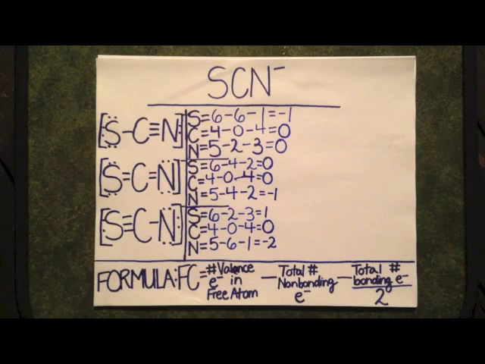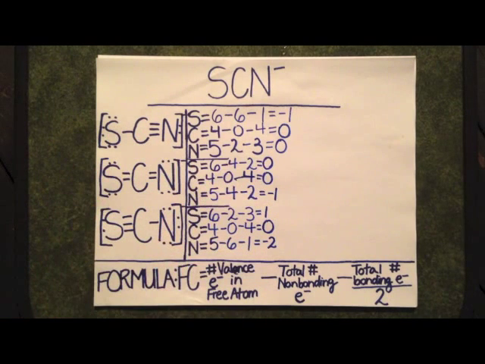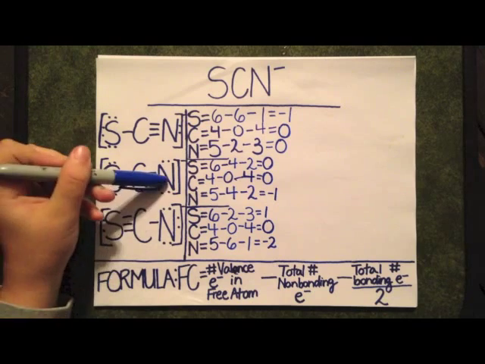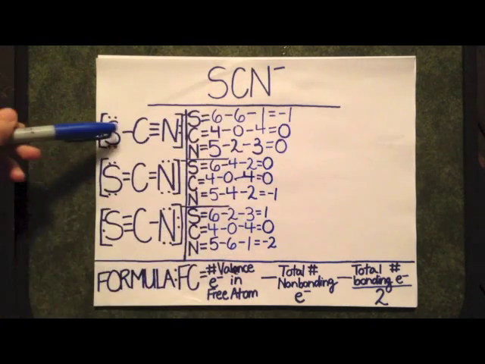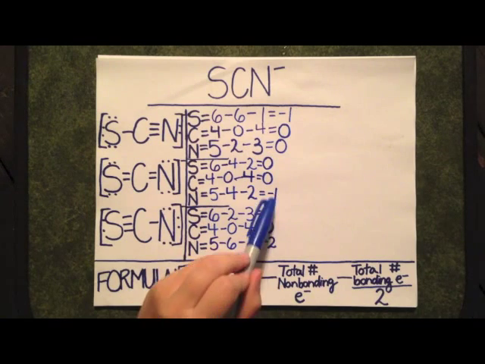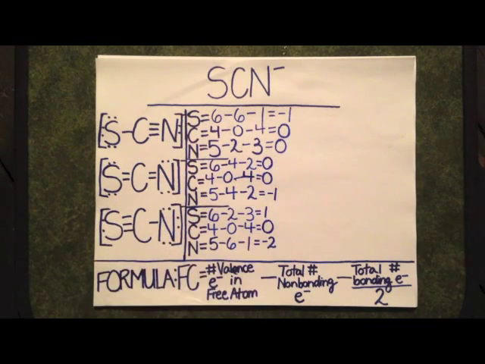You should have gotten the following values for each. The structure in the middle has a formal charge equal to the first structure. However, nitrogen is more electronegative than sulfur, so the negative charge should be on nitrogen, making the middle structure the most likely.